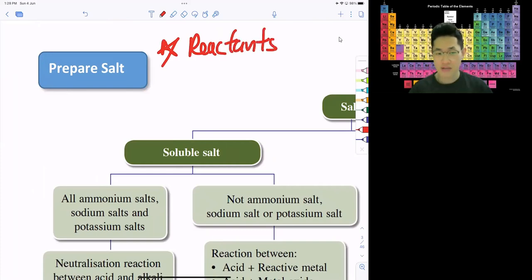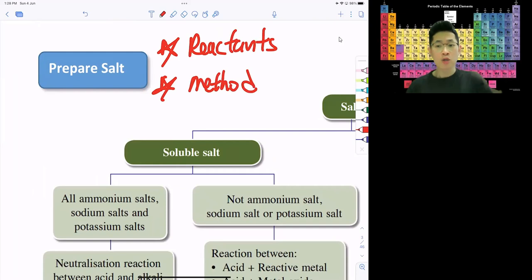Normally, they only ask you 2 types of questions. What are the reactants needed? 就是你要准备什么材料。Okay. And then they also ask you the method to prepare the salt. Let's say today I want to make a cheesecake. What are the ingredients that I have to first prepare? Okay, that's reactant. Ingredient is reactant.